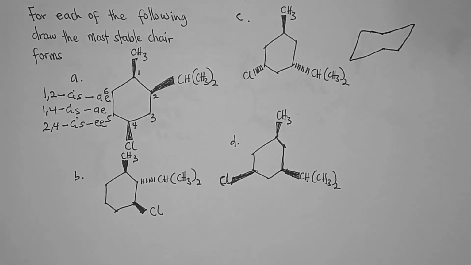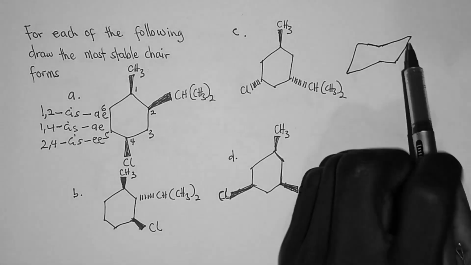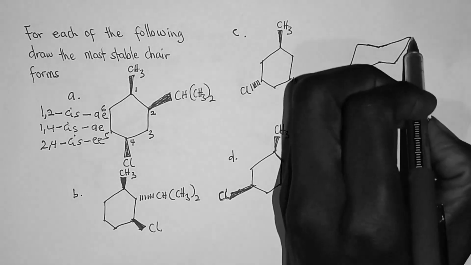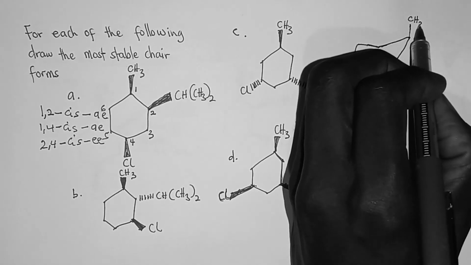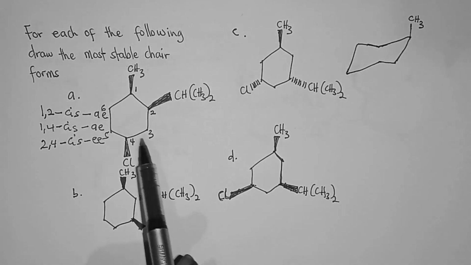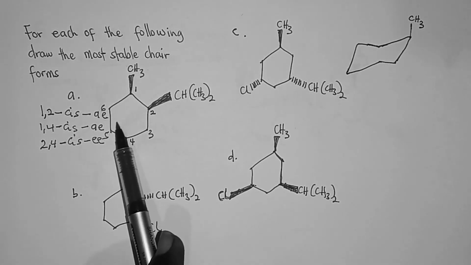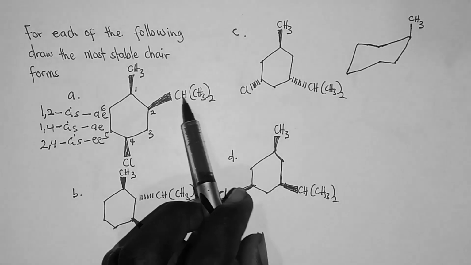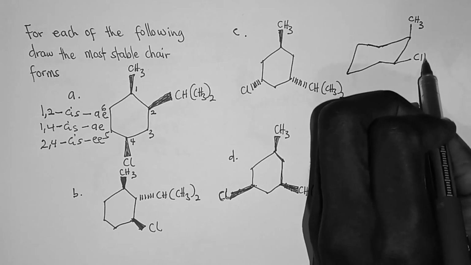So this is our chair conformer. Carbon number 1 must be in the axial position. So let's start from here. Carbon number 1, that is an axial position here. So this is the CH3. So the group on carbon number 1 must be on an axial position. And then carbon number 2 must be in the equatorial position. So carbon number 2 is in the equatorial. This is carbon number 2, which is a CH3. So this is an equatorial position.